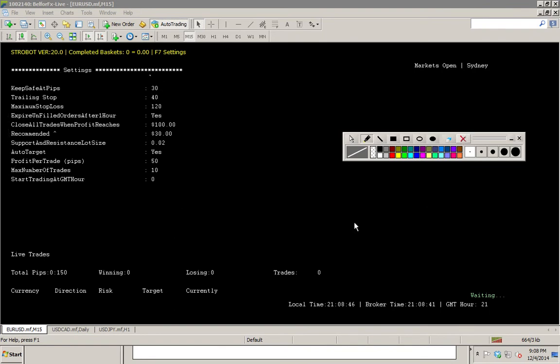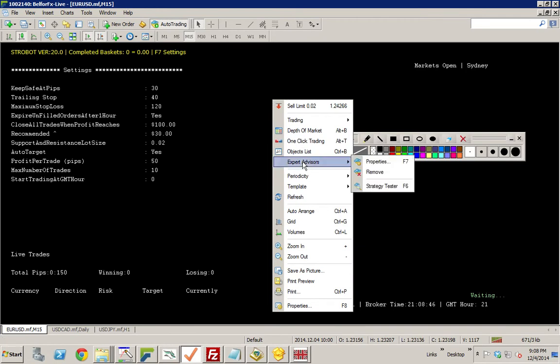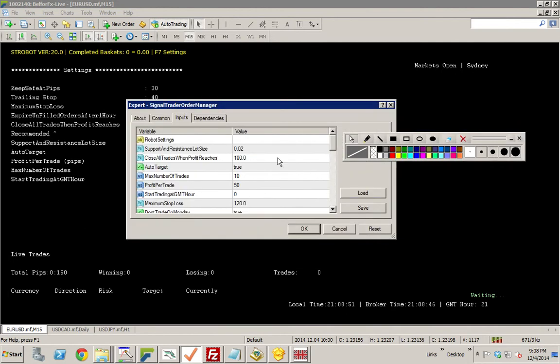So if I hit F7, or I can go right click the chart and go expert advisors, properties, you'll see I've got just oodles and oodles of settings, and it's actually pretty much the ones you need to worry about, the ones that says robot settings.